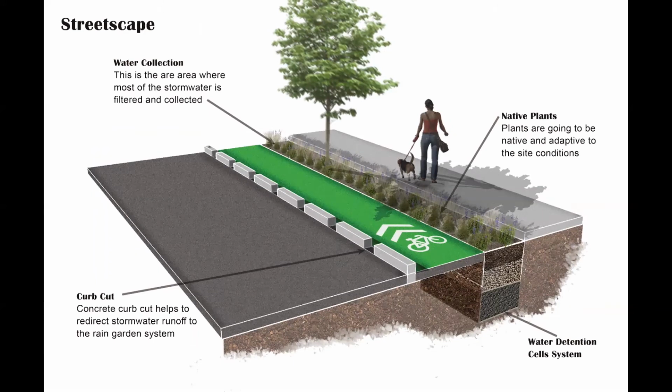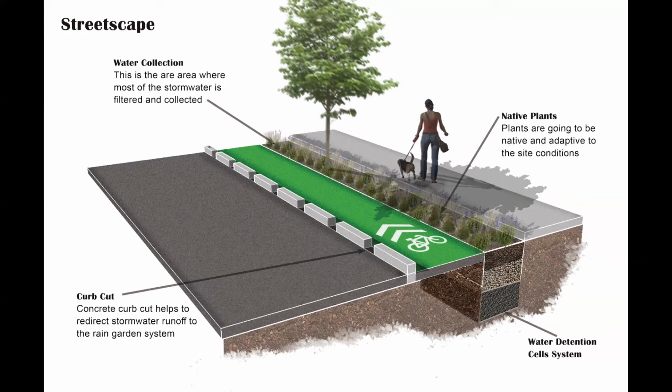The streetscape has a particular design that enhances the whole idea of the city. The streetscape increases the green area by including native plants, which are adapted to the conditions. The water collection, which is the swale and bioswale, is where most of the water is going to be collected. One feature in this design is the curb cut. The curb cut is the idea to redirect the stormwater runoff into the rainwater system and the bioswale.